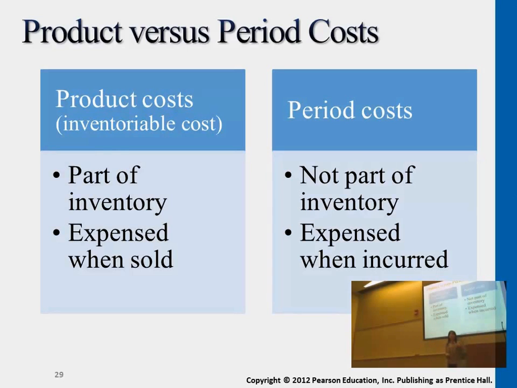The multi-step income statement, the first section is always inventoriable cost, which is the largest cost of doing business that relates to inventory. And then the remaining supporting costs are operating expenses.